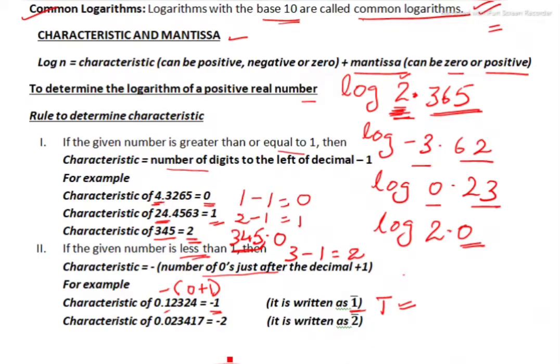Let us take one more example. 0.023417. Now students, note here, we have one 0 after the decimal. So according to my rule, minus the one 0 we have, plus 1. So that will give me minus 2. And in logarithmic form, this will be written as 2 bar.